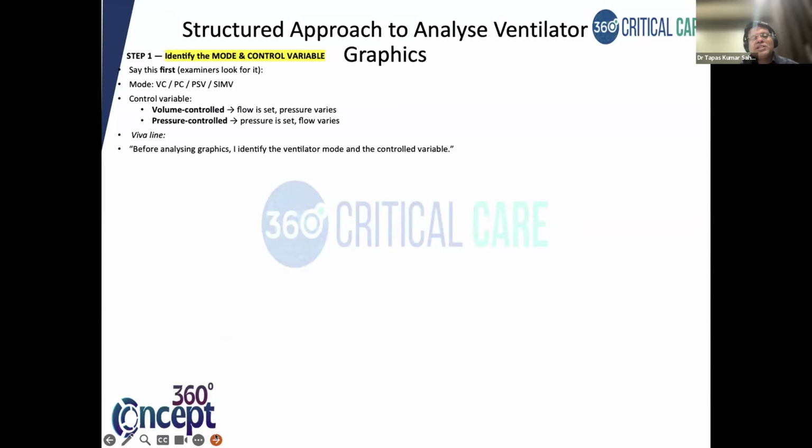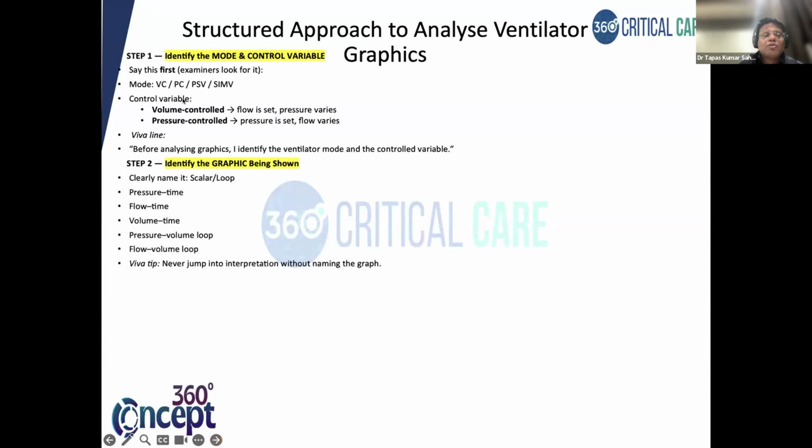In volume control, flow is set, pressure varies. In pressure control, pressure is set, flow varies. And in the viva, always before analyzing the graphics, you will be saying that I will be identifying the ventilator mode and the control variable. So ventilator mode, I have already told you, and the control variable is already between volume control or pressure control.